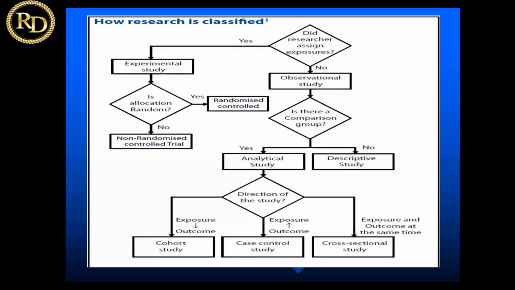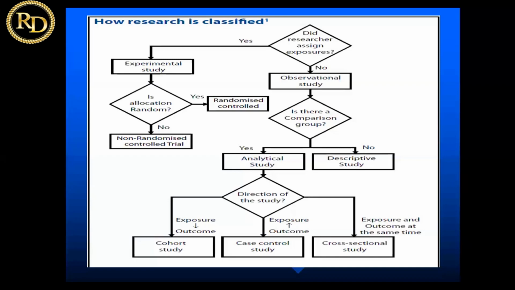Yes. Okay, and if the allocation is random, then it has to be a randomized controlled trial. Again, there is an experimental group and there is a control group, but you are randomly taking each and every sample. Random means every research participant has got an equal chance of getting selected. And if the random allocation is not there, then it's going to be a non-randomized trial.